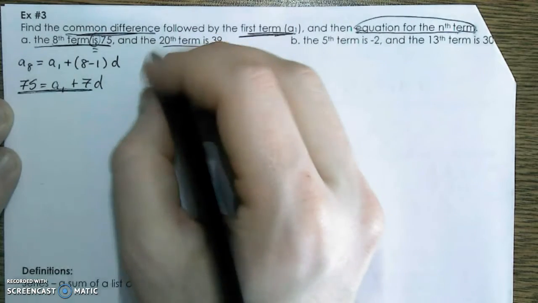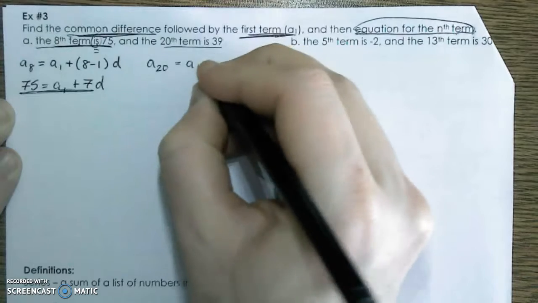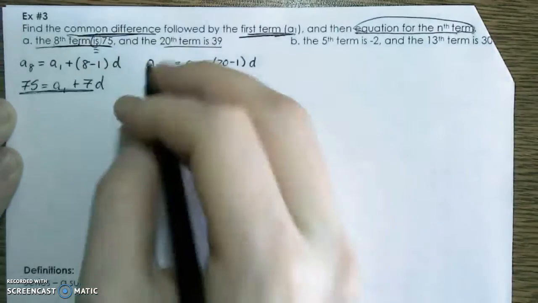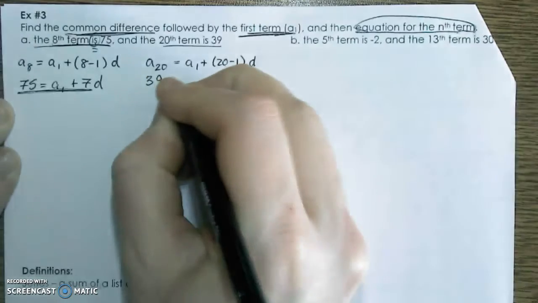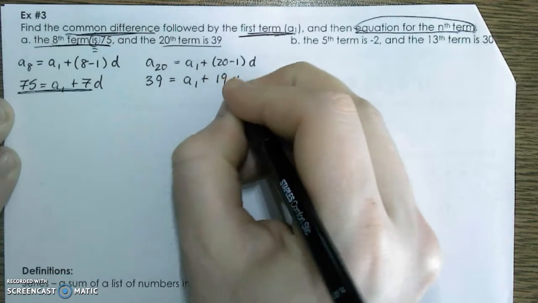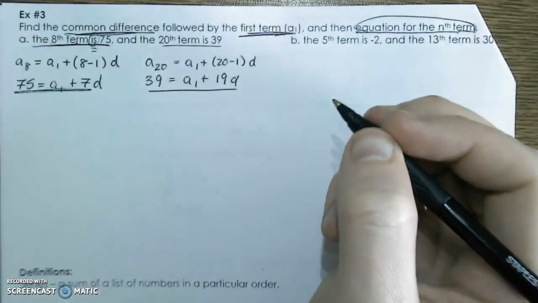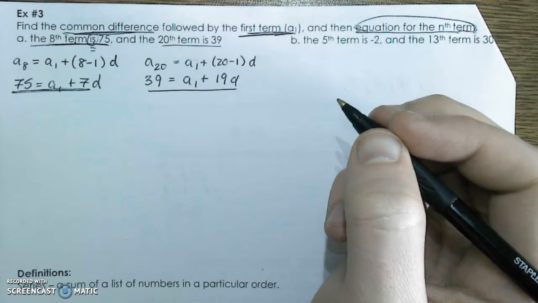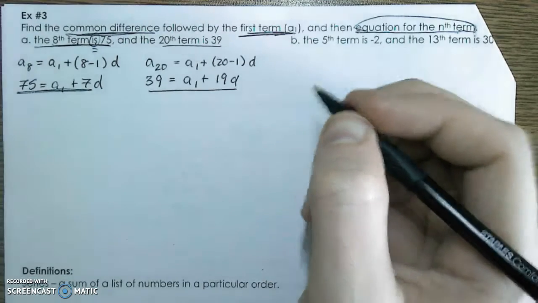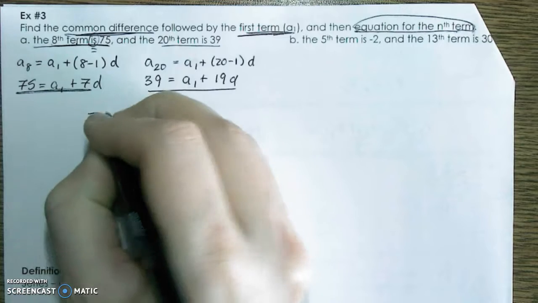Let's do the same thing for 20. A sub 20 would mean that's a1 plus 20 minus 1 times d. And a sub 20 is 39, so we fill in 39 for that a20 and simplify 20 minus 1. And so that's what I get there. Now, to find a1 and to find d, we're going to use the elimination method, or you could use the substitution method if you like that better. So we're going to do systems of equations here and line them up.